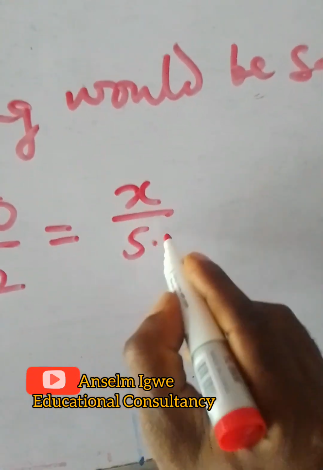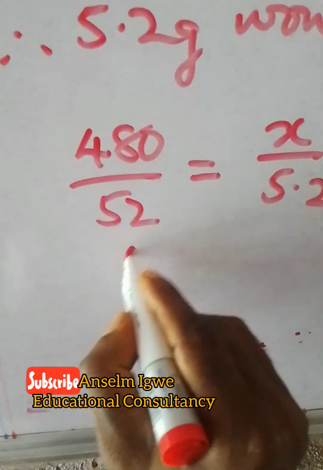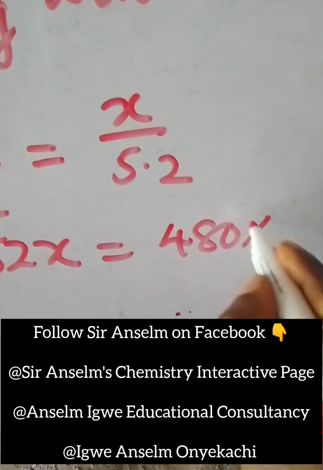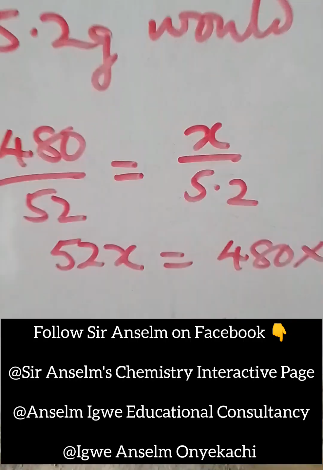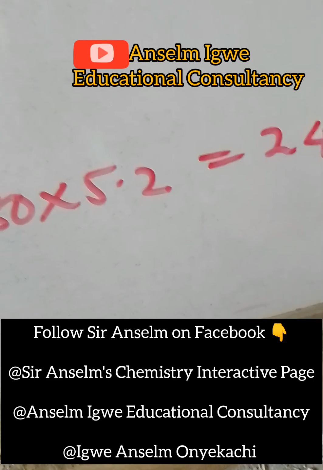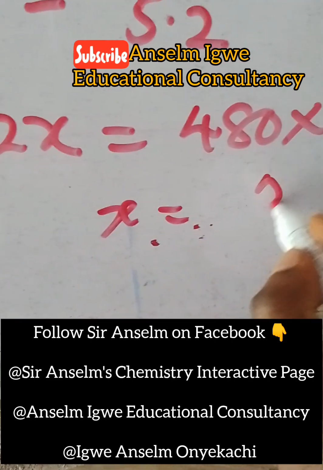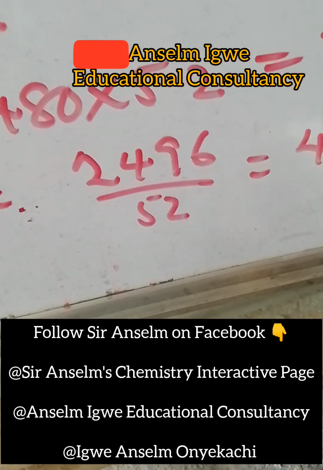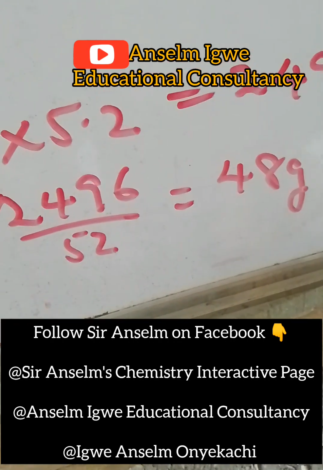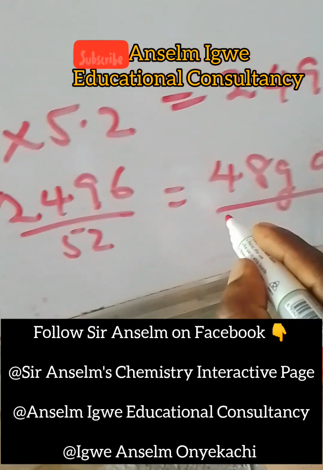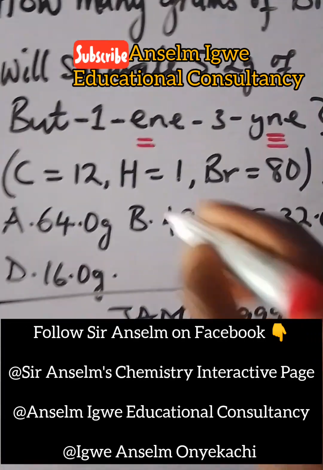When you clear the fraction, 52X equals 480 times 5.2, which is 2496. So X is going to give us 2496 over 52, and that is 48 grams of bromine. 48 grams of bromine. The answer is there, B.